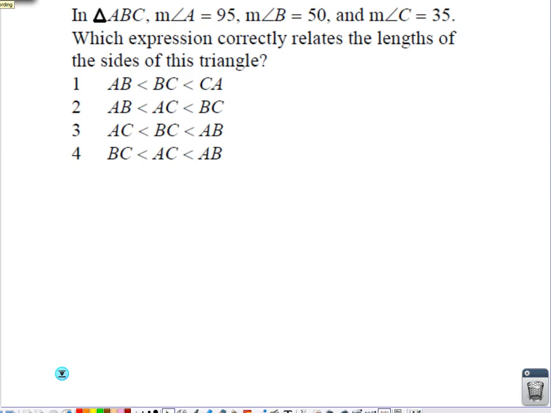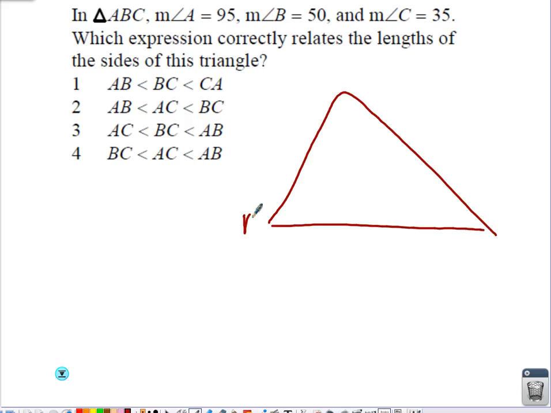Thanks, Rob. In triangle ABC, measure A is 95, B is 50, and C is 35. And you can add those together, and you're going to get 180. They're legitimate here. Which expression correctly relates the length of the sides? And we do know that side lengths and angle measures are connected. If you need to draw it, you can do it. A, B, and C.